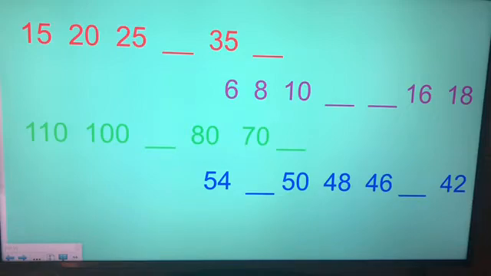So just like last time, to warm up our brains today, you need to find the missing numbers to the 4 number sequences on the screen. Pause the video while you have a go at filling in the gaps.